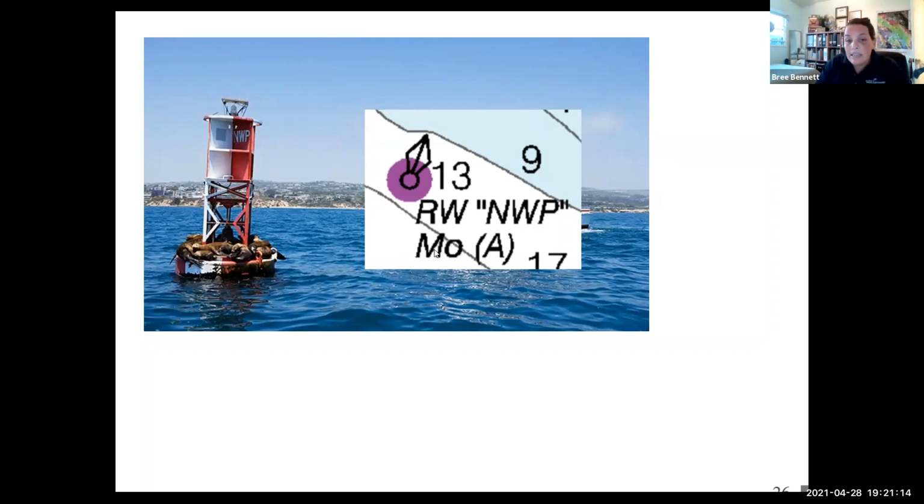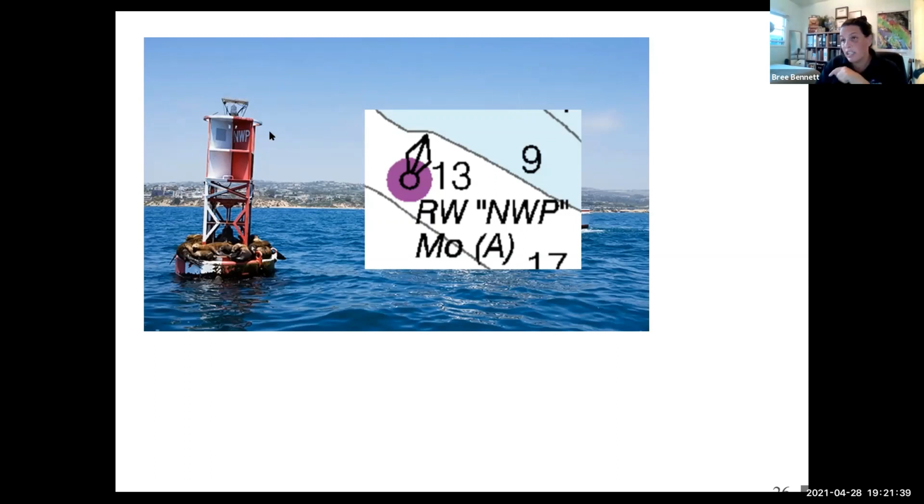I know that it's a white light, one, because it's a safe water mark, and two, because it doesn't give me a color. If there's no color indicated on the chart for the light, then it's a white light. So if it doesn't say it's yellow, red or green, it's a white light.